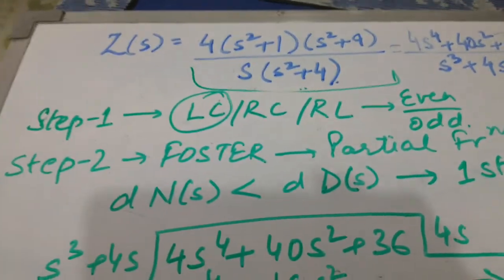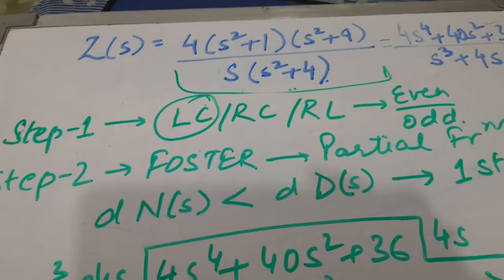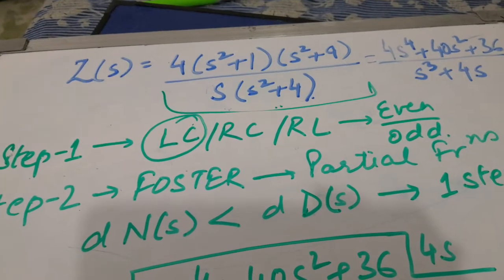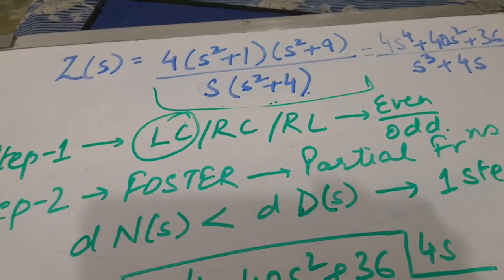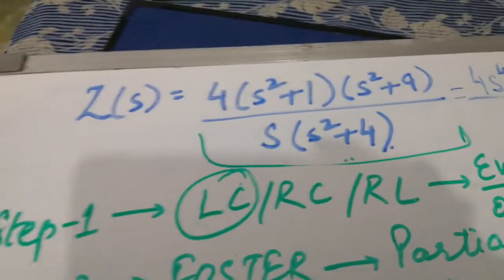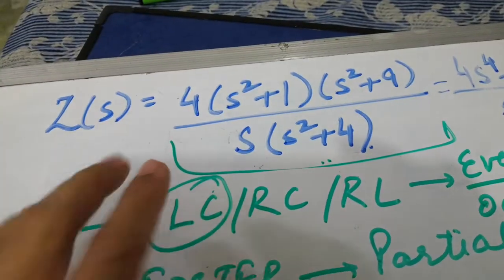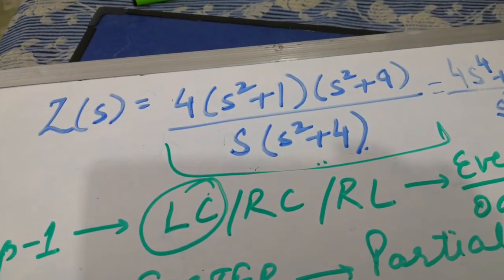Hello friends. So where we left previously, we left at Foster 1 and Foster 2 forms. So we will be starting from the numerical of Foster 1 and Foster 2 form. So here you have got the function which you have to design in Foster 1 and Foster 2 forms, right?